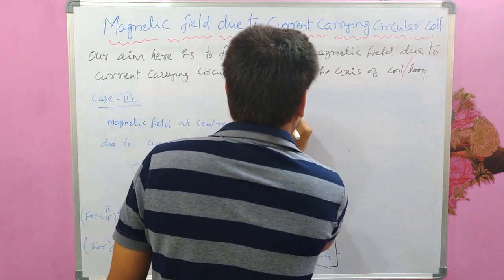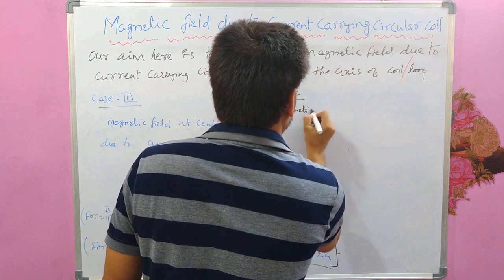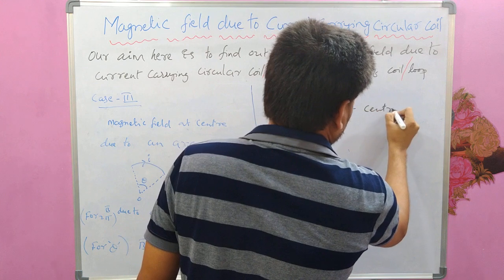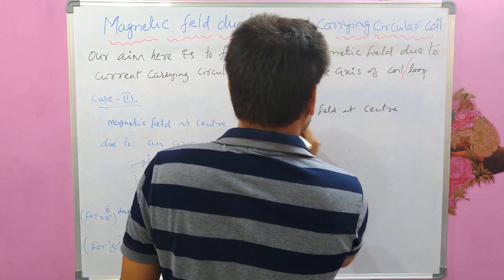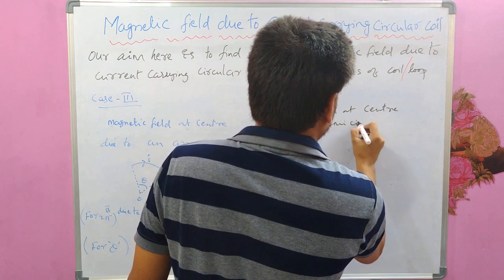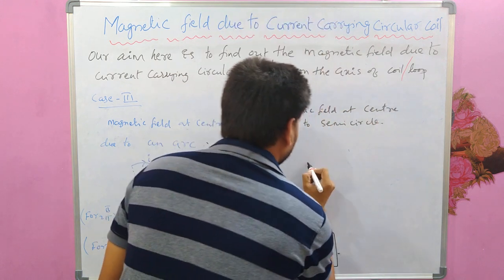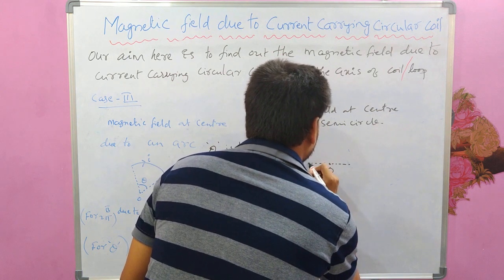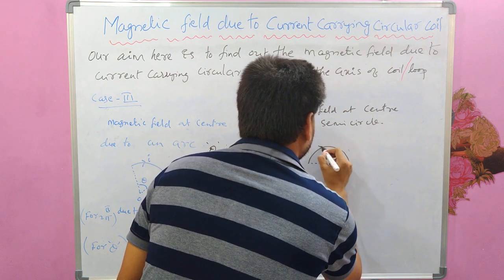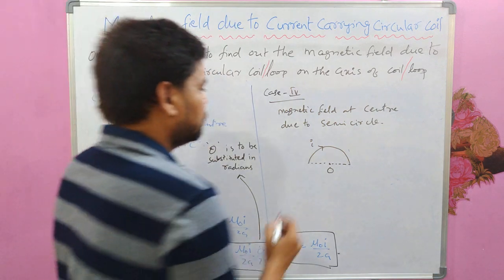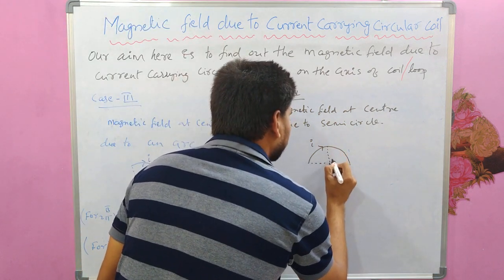So the magnetic field at the center due to a semicircle. Like this is the center, that is O, and we have a semicircle here. Some current I is flowing through that, and this is the radius of this.